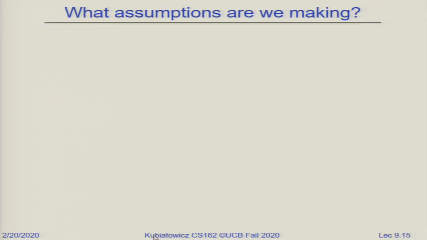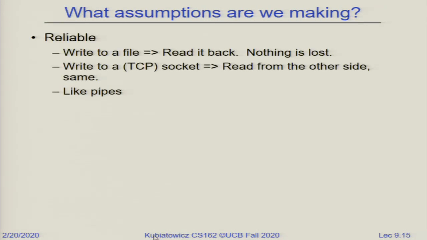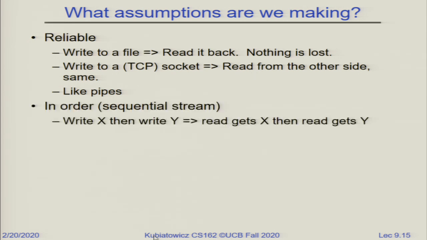Now, what assumptions are we making here? First of all, somehow this channel with two endpoints that we've connected together is reliable. Just like when you write a file and read it back, the assumption you make is you haven't lost anything. The same idea applies if you have a TCP socket. We'll talk about TCP in more detail later in the term. But you write to one side, you read from the other side. It just works. You don't lose anything in the middle, and it's very much like a pipe. No surprise there. And it's an in-order sequential stream, assuming we've set up TCP.